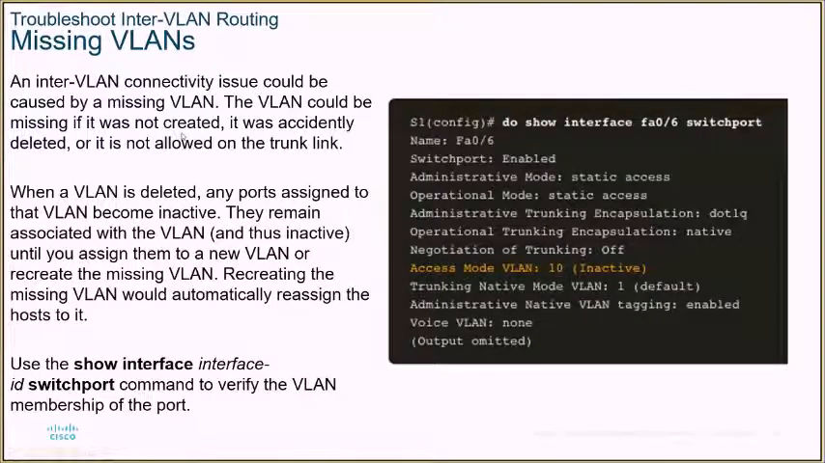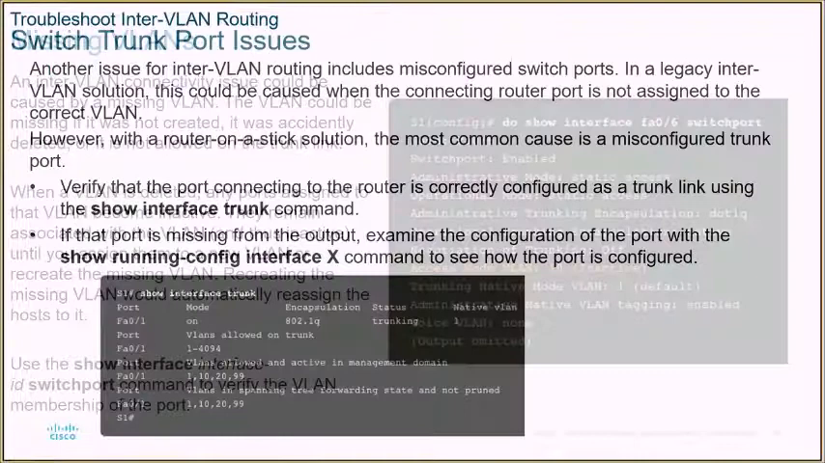An Inter-VLAN connectivity issue could be caused by a missing VLAN. The VLAN could be missing if it was not created, was accidentally deleted, or is not allowed on a trunk link. When a VLAN is deleted, any ports assigned to that VLAN become inactive, which is what that line is telling us there: inactive. They remain associated with the VLAN, and thus inactive, until you assign them to a new VLAN. So that's a possible problem, where you've got a port in a VLAN that is now not active.